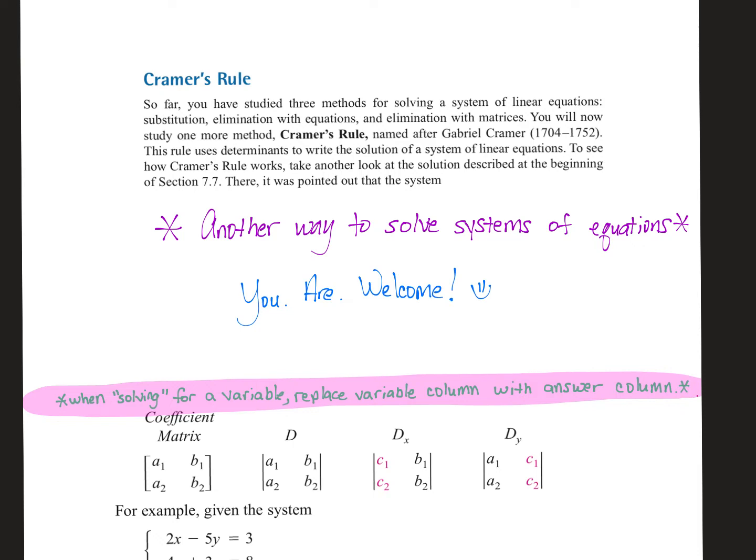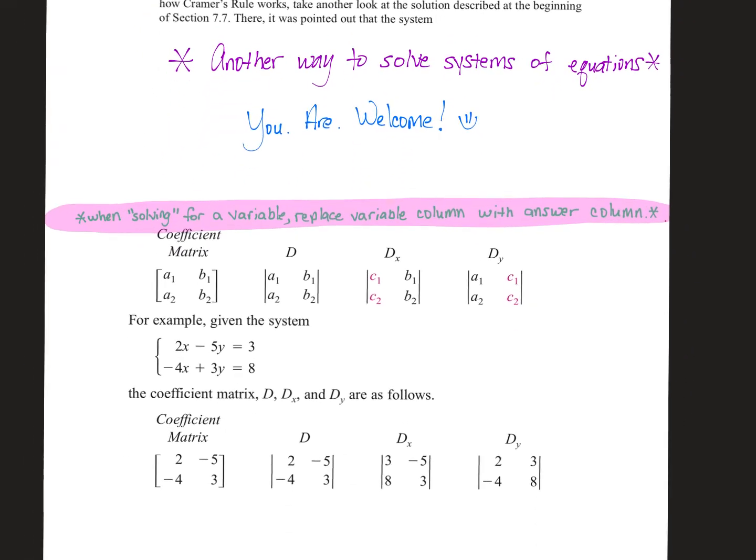Again, on your test, you will be asked to solve specific ways. One will say solve using Cramer's rule. One will say solve using matrices or Gauss-Jordan, whatever. But you have to do what it tells you to do. So make sure you understand what we're looking at.